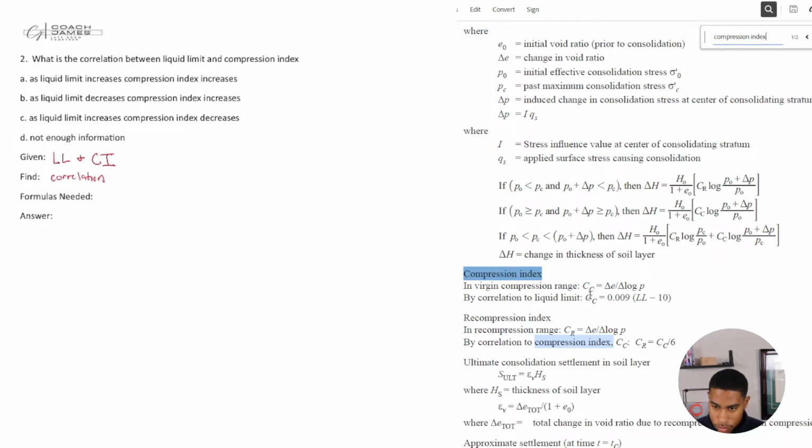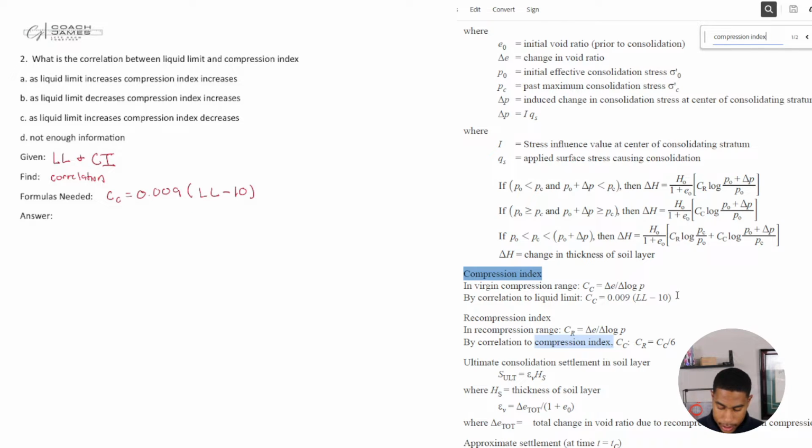So I know I'm going to need a correlation between the liquid limit and the compression index, which is here. So the formula I need is CC is equal to 0.009 times (LL minus 10).